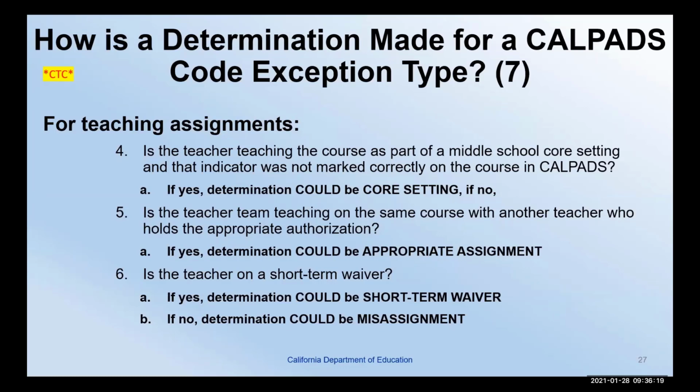But it's really probably relatively easy to clear that exception and make that determination specifically in CalSAAS at this point until we can work with CTC to modify the logic to take that into consideration. Cool, thank you. Yeah, so in that situation, it could be an appropriate assignment. And then, is the teacher on a short-term waiver? These were pretty rare, but they happened. If they are on a short-term waiver, which is a local level assignment decision, then you can determine the exception as a short-term waiver. And if no, it just is probably a misassignment.